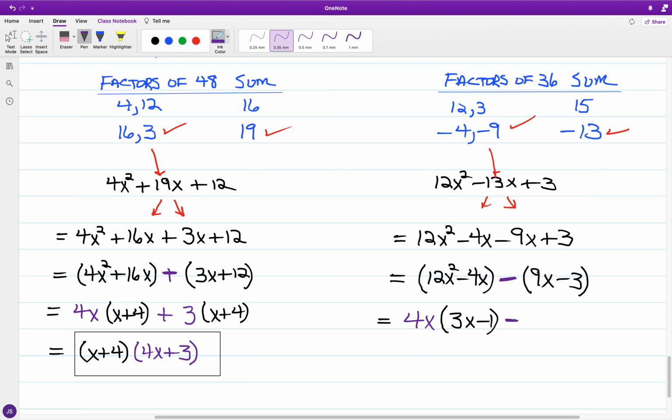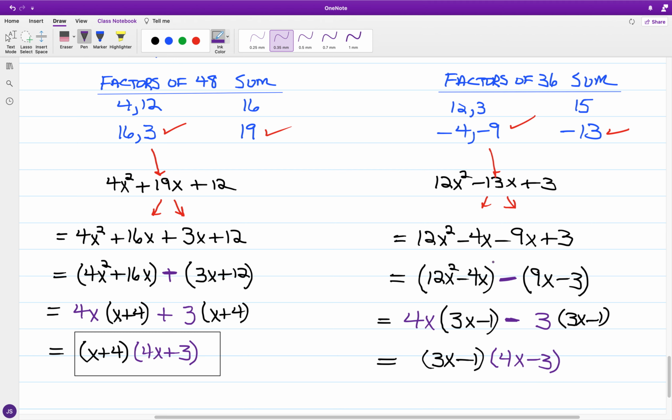Bring down the subtraction. Now, looking at 9x minus 3, the greatest common factor is going to be 3. 3 into 9x minus 3 is going to be the quantity 3x minus 1. And this time we have our shared factor at 3x minus 1. The other factor is going to stem from the outside terms, and so combining we come out to 4x minus 3.